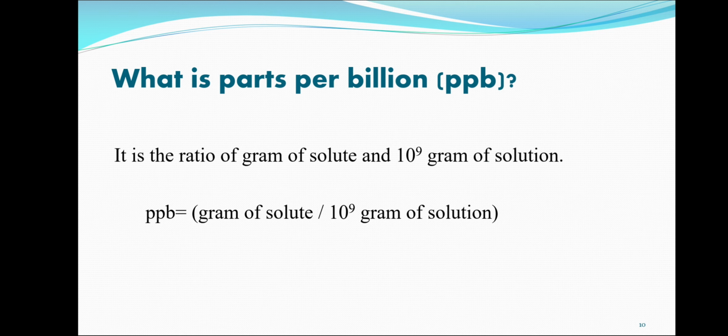Now, what is parts per billion? ppb. It is the ratio of gram of solute and 10 to the power 9 gram of solution. ppb equals to gram of solute divided by 10 to the power 9 gram of solution.